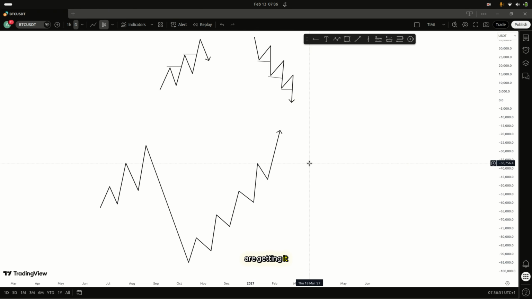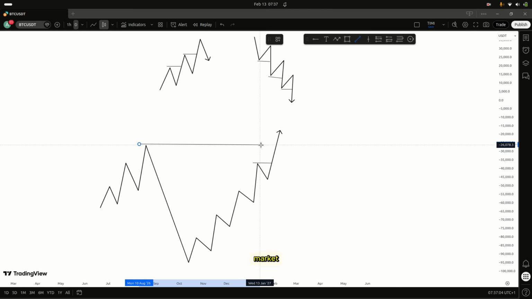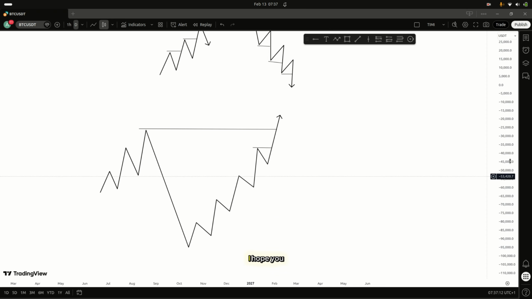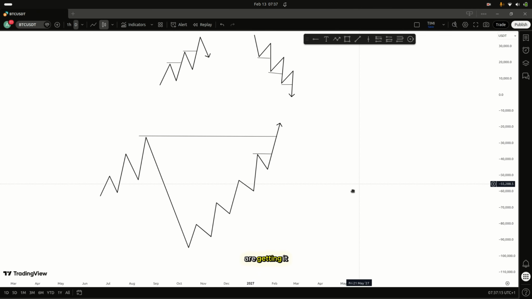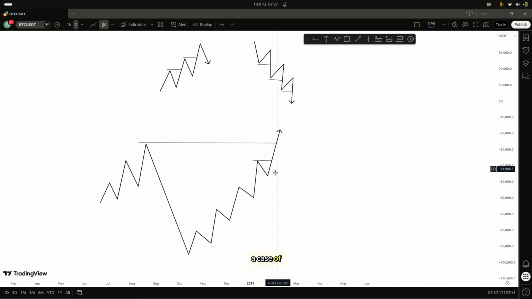Immediately, price took out this high here and also took out an already existing high in the market. A double break of structure has just occurred. I hope you are getting it. So this is a case of an uptrend, right? So it means that we want to continue trading in this direction. So we want price to maybe do something like this and then continue trading in this direction, but that will be a topic for another day.